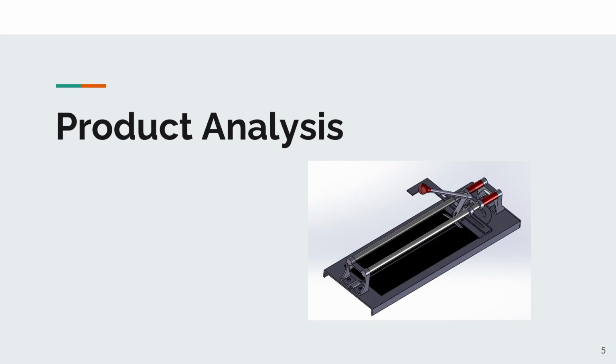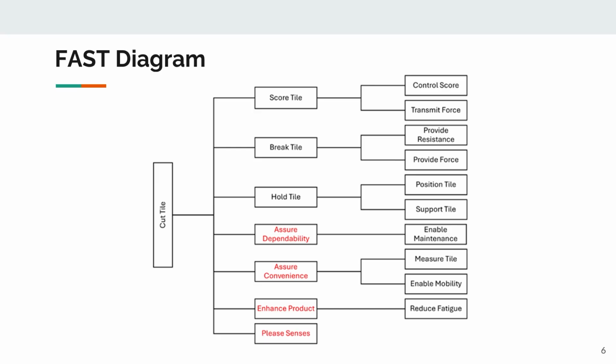Product analysis. The core function of the tile cutter is to cut tile. It accomplishes this by scoring the tile, controlling and transmitting force. It must break the tile by providing resistance and force. It must hold the tile, positioning and supporting it. Additionally, the tile cutter must assure dependability by enabling maintenance, and convenience by measuring and enabling mobility. Finally, it must enhance the product by reducing fatigue.